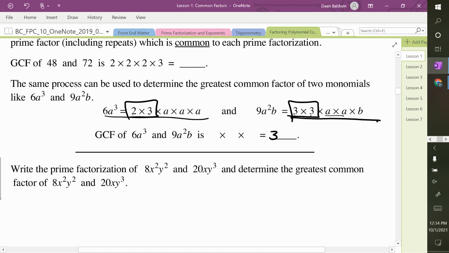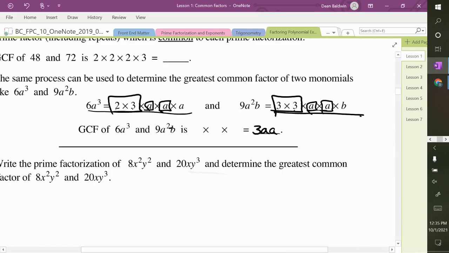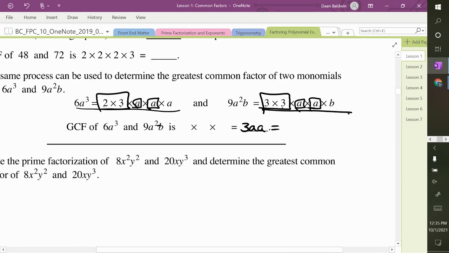What else is common? Now looking at the letters, the variables. There's a 1a, so this a and this a, so we can write that. Is there anything else? There's another a. Is there anything else that's common in both? There isn't. So we wouldn't write 3aa. What would we write? 3a squared. That is the common factor of 6a cubed and 9a squared b. And what you essentially did is you found the largest number that divides into 6 and 9, which is 3.